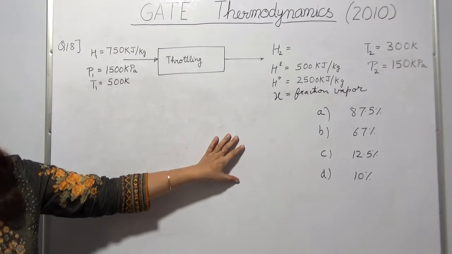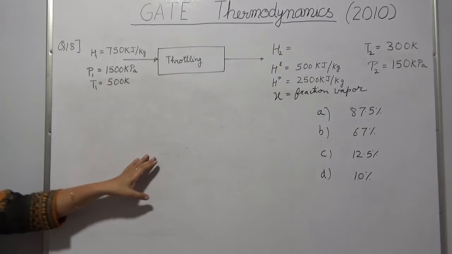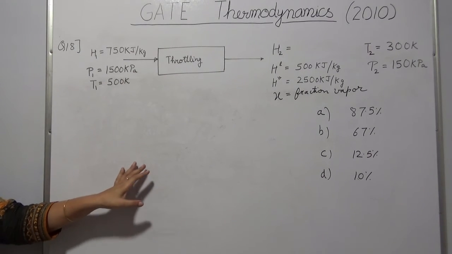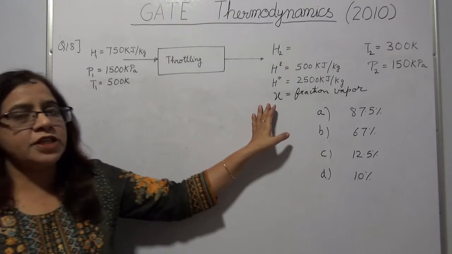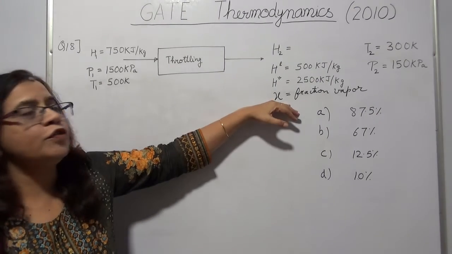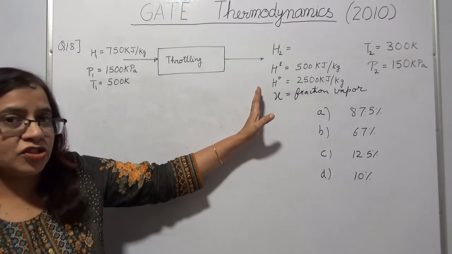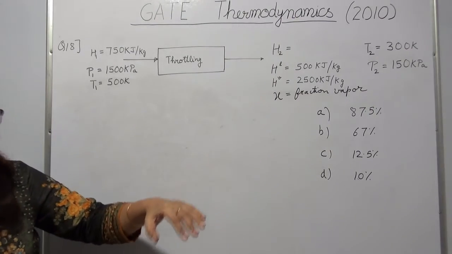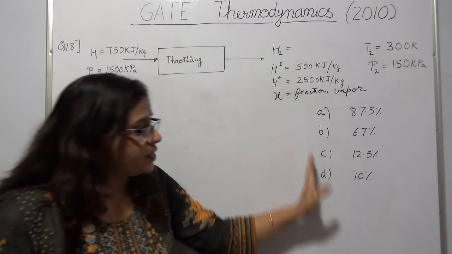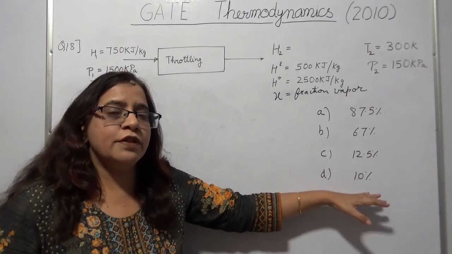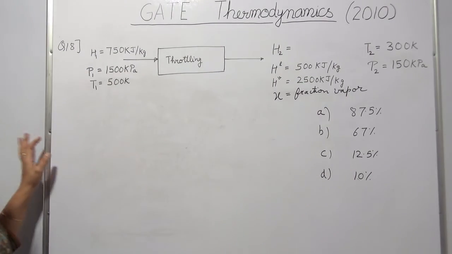Now in this question they have asked you to calculate what is the percentage of the original liquid which has vaporized. So ultimately you have to find out what is the fraction of the vapor in the exit stream. From that you can calculate the percentage. Four options have been given. You have to choose which one is the correct one. So let's see this problem.